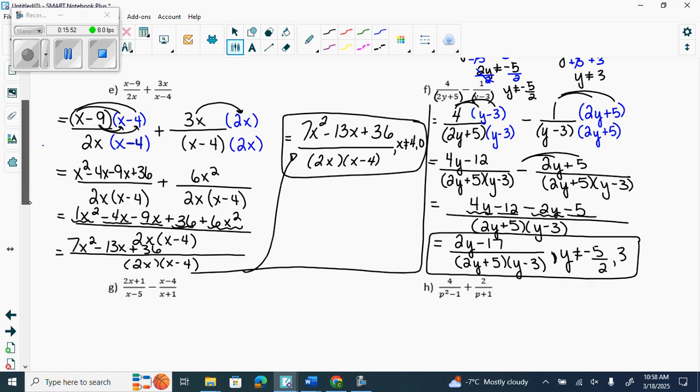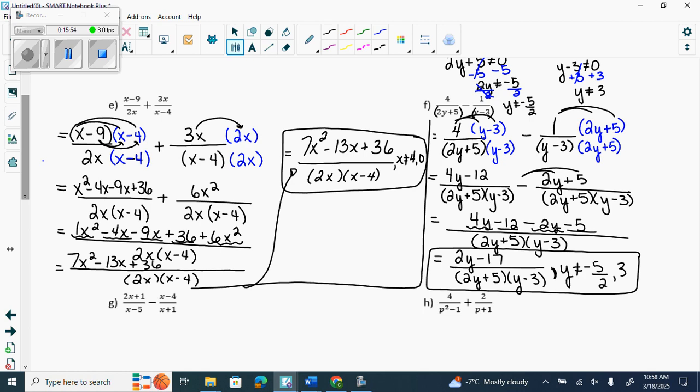Let's look at G. G has x minus 5, which is a what? Binomial. And x plus 1, which is a what? Can I make them be the same? Can I GCF anything out of them to make them be the same? So if I can't make them be the same, what do I have to multiply by? Each other. Try it out.